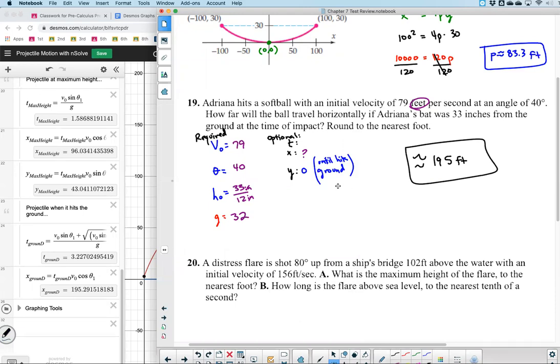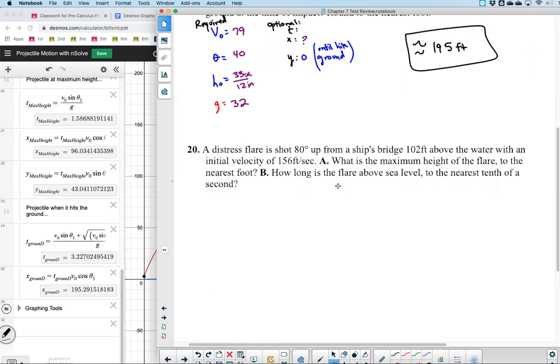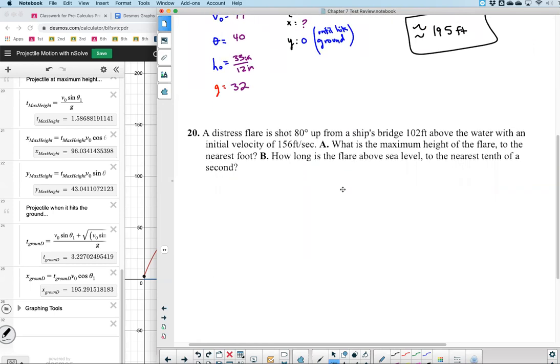And now we'll do one more time on number 20 here. Distress flare is shot 80 degrees up from a ship's bridge 102 feet above the water with an initial velocity of 156 feet per second. So again, what's the required information we need? We need to determine the initial velocity, the angle, the initial height. Gravity will come off the units that we're using. The optional it may give us a t value, an x value, or a y value.